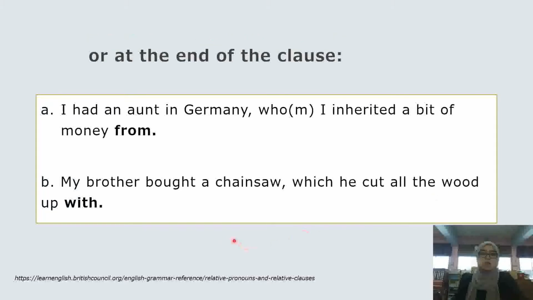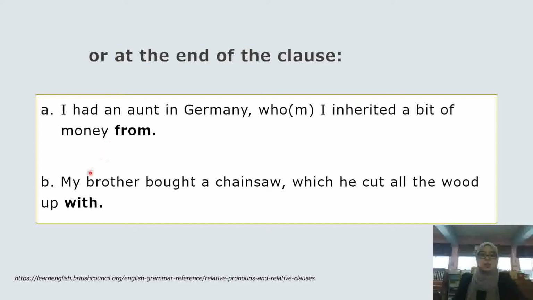Let's continue. This is a sample of sentences where we have the preposition at the end of the clause. Let's look at the examples. A, I had an aunt. We use the same example so that it is easy for you to differentiate between the one at the beginning and the one at the end of the clause. So again, I had an aunt in Germany whom I inherited a bit of money from. Can you see now the preposition is at the end of the clause? Here we have the word from, which is the preposition at the end of the clause.